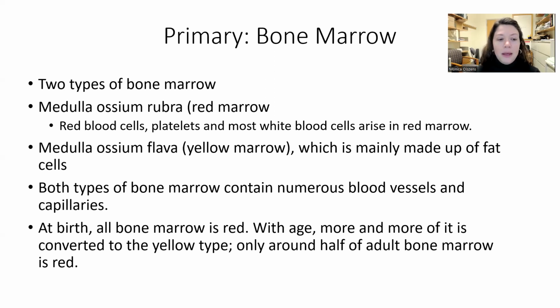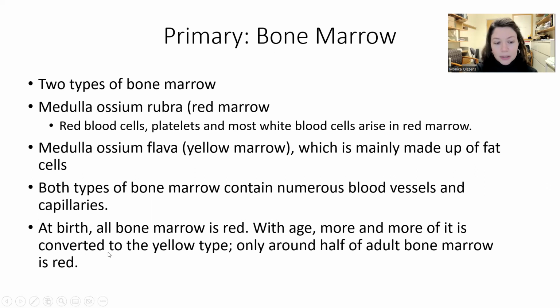Okay, medulla osseum rubra. It's not a Harry Potter spell. A lot of this sounds like it. But rubra, hopefully that sounds a little bit like red. And osseum sounds like bone, red bone. All right, so this is the red bone marrow where your red blood cells, platelets, and most of your white blood cells are created. You have another type, osseum flava. That's yellow. Yellow is not as exciting because it's actually made up of fat.